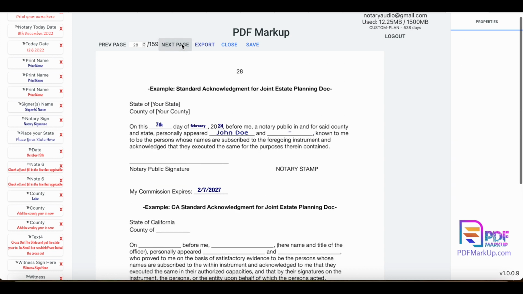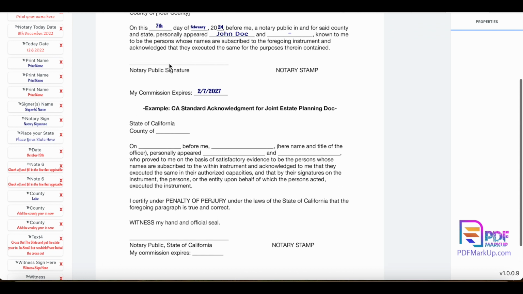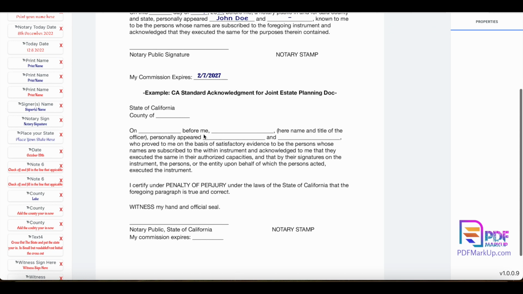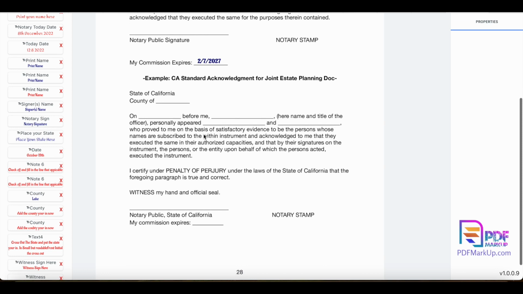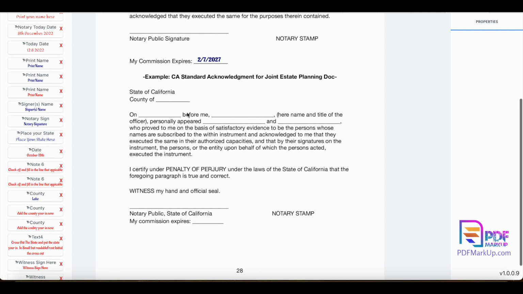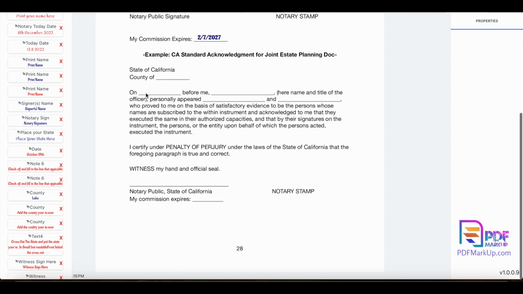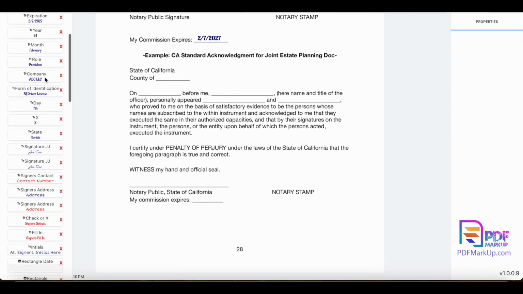So let's check out another one. Sign, stamp, print your name. Now this one here is a little bit different. This is a California standard acknowledgement for joint estate planning docs. So in this case, we're in California. So the state of California, we're going to leave that as. But if we weren't in the state of California, we still got to fill this out. We'd cross out California like we did on the other one. So let's do it again here. Make sure we got this.